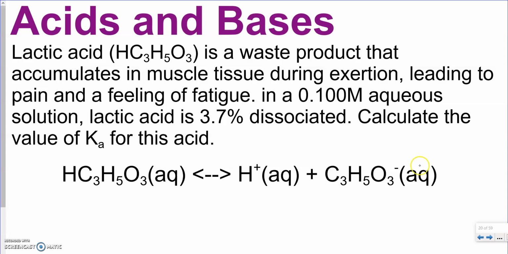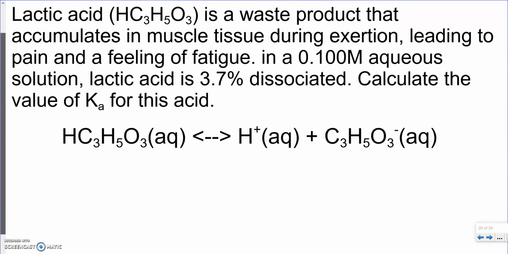So lactic acid is a waste product that accumulates in the muscle tissue during exertion, leading to pain and a feeling of fatigue. In a 0.100 molar aqueous solution, lactic acid is 3.7% dissociated. Calculate the value of the Ka for this acid. So what does all this actually mean? It means an equilibrium problem, but we're not given Ka. We're being asked to solve for Ka.